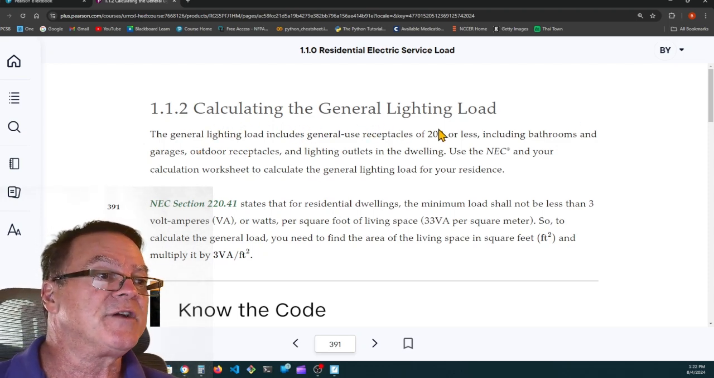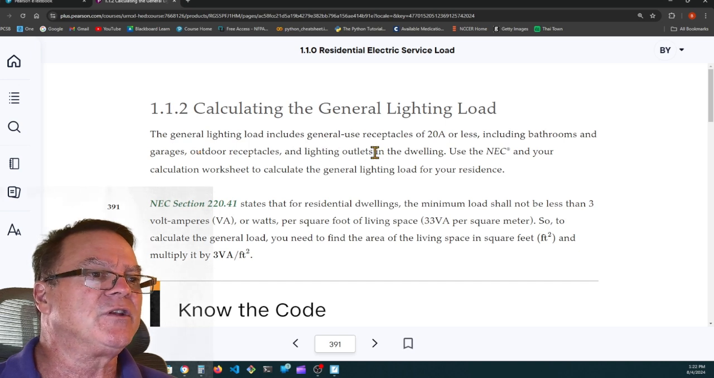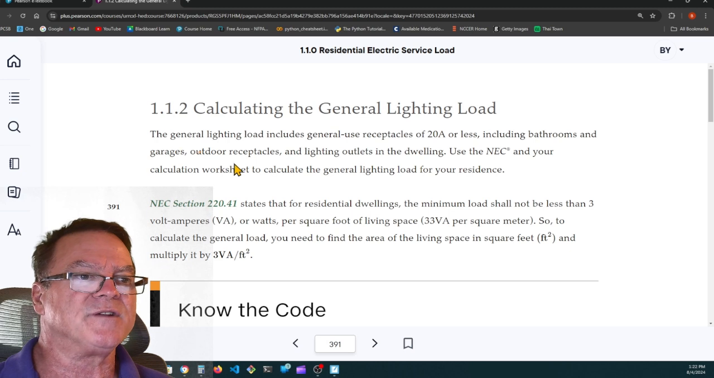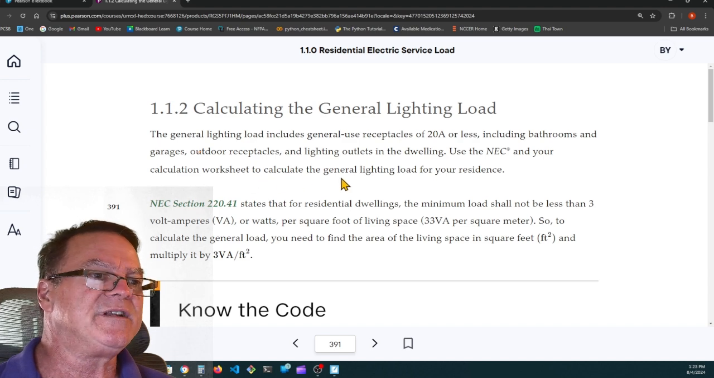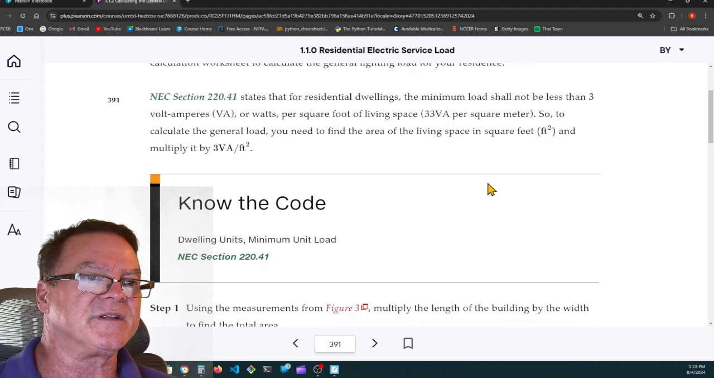1.1.2, calculating the general lighting load. The general lighting load includes general use receptacles of 20 amps or less, including bathrooms and garages, outdoor receptacles, and lighting outlets in the dwelling. Use the NEC and your calculation worksheet to calculate the general lighting load for your residence.